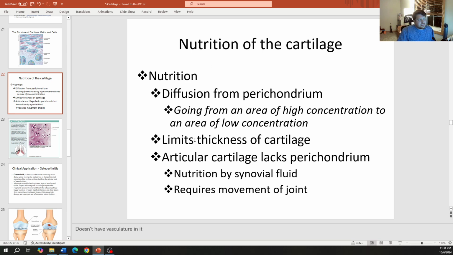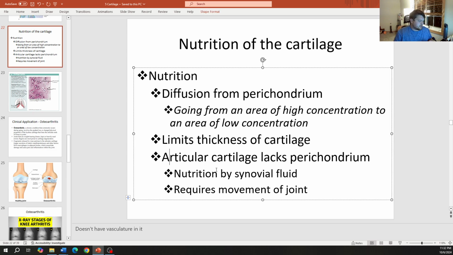This lack of ability to have direct vessels limits the thickness of the cartilage. The cartilage maintains a relatively thin layer because it cannot get the nutrients. If it gets too thick, that's when in the center of that cartilage you're going to have chondrocytes that are no longer able to get nutrition, and they're going to die. Okay.